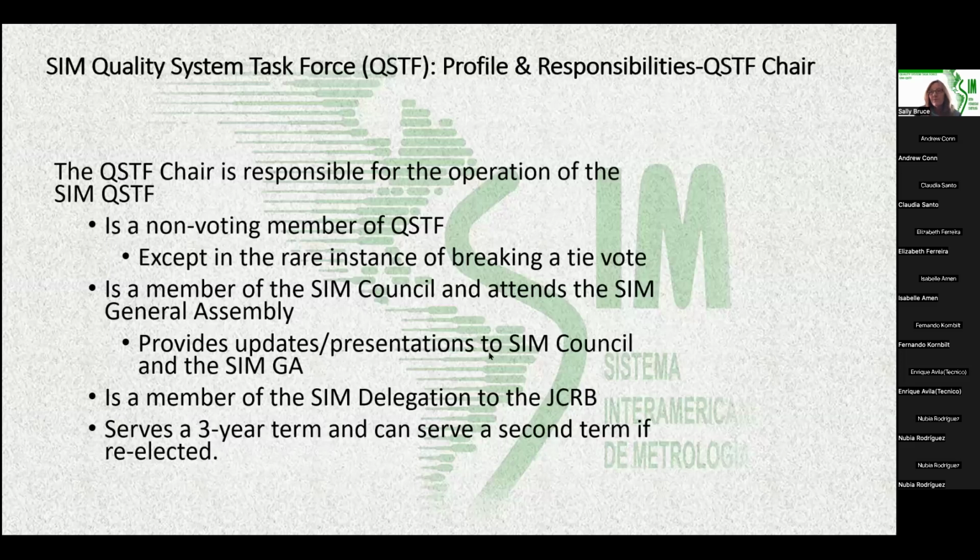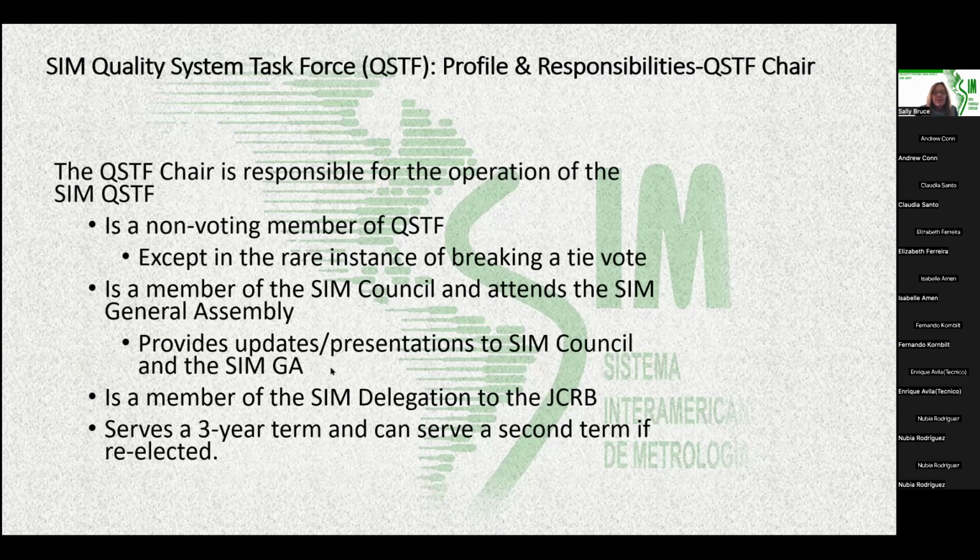I first wanted to start off with the role that I'm in, which is the QSTF chair, and the responsibility there is for the operation of the SIM Quality System Task Force. It's a non-voting member of QSTF, except in the rare instance of breaking a tie vote. The chair is also a member of the SIM Council and attends the SIM General Assembly and provides updates, usually through presentations to SIM Council and the SIM General Assembly. Certainly, the General Assembly is on an annual basis, and to the SIM Council as requested.